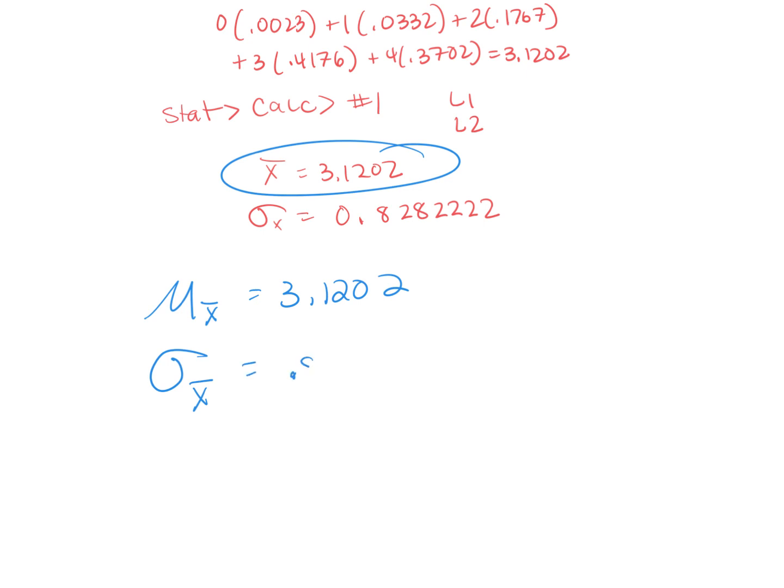What would be the standard deviation for the sample means? And that would be 0.828222 divided by the square root of 49, which is also divided by 7. So if I take that in my home screen on my calculator, 0.828222 divided by 7, my new standard deviation for the sampling distribution would be this, right? And that is question number 13.